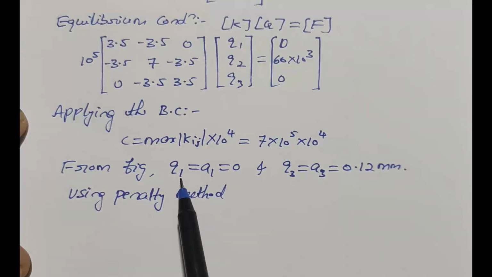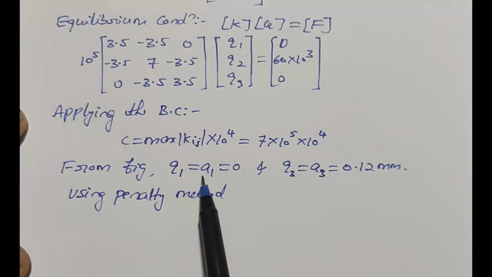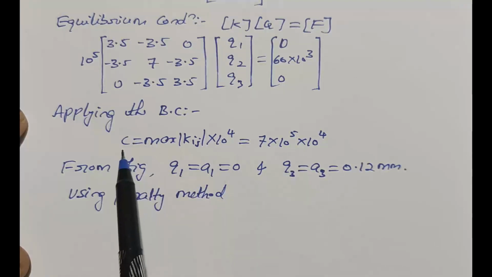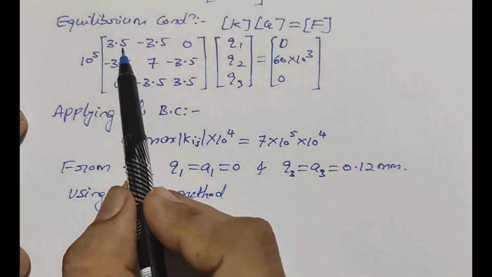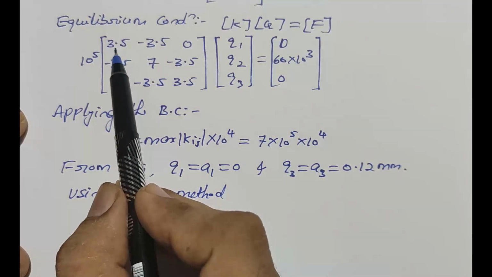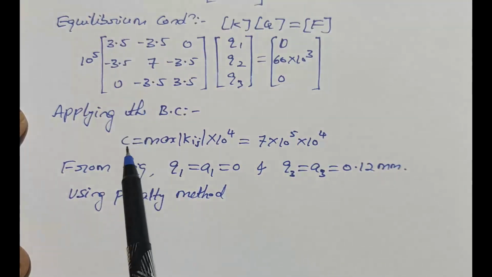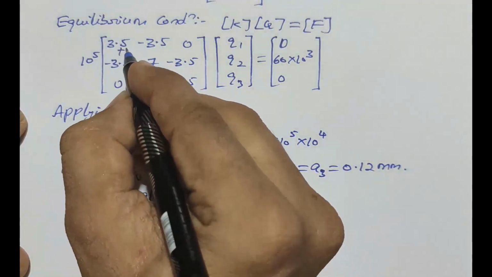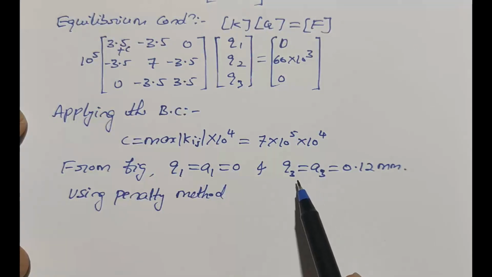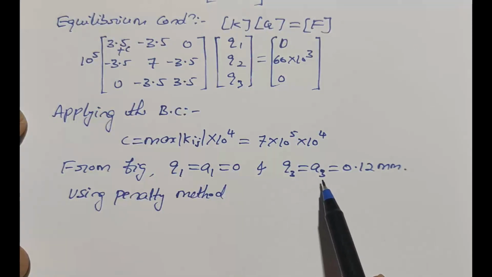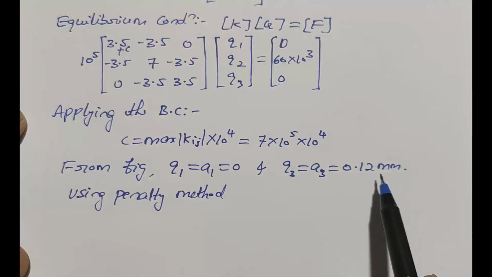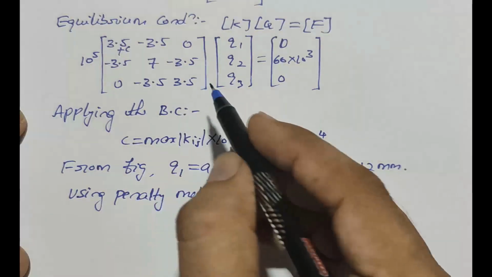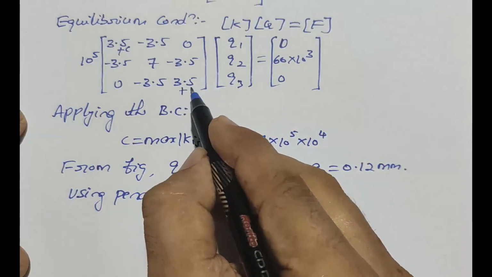since we know the displacement at node number 1, Q1 is equal to A1 is equal to 0, this spring stiffness C gets added to corresponding element here, that is at K11 this C gets added. So 3.5 plus C. Again we know the displacement at node number 3, Q3 is equal to A3 is equal to 0.12 mm. Therefore this C gets added to corresponding element, that is K33, here also plus C.